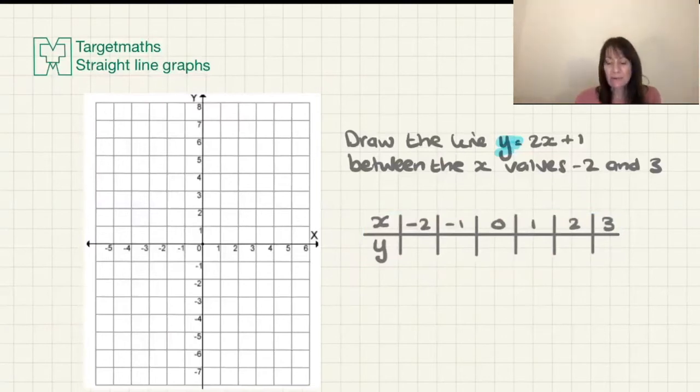So the table is always going to look the same. It's going to have an X on the top and a Y on the bottom. It's going to have the numbers that we're told to use for X along that X row, and our Y is our job. We've got to work out the Y. Y is going to equal whatever this creates. Okay, we'll see the whole thing come together.